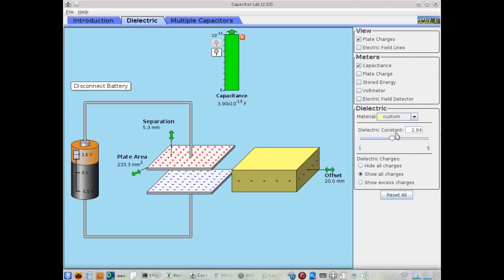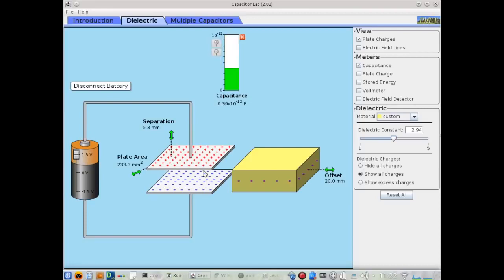So if I wanted to increase this value with which the electric fields are permitted to move through space, all I have to do is dial up or down my dielectric constant. And I can do that over here on the right. All right, so this is some custom material. And I've put the capacitance meter up here. And what I'm going to do is zoom out a little bit here so we can see.